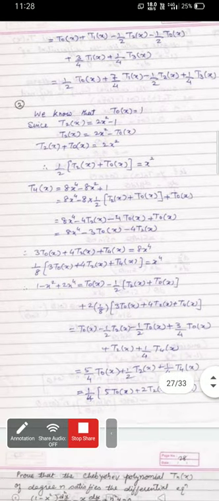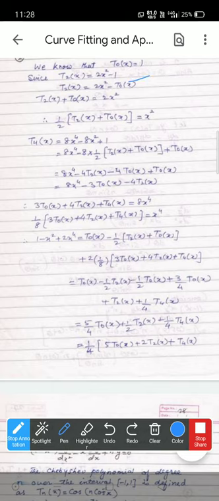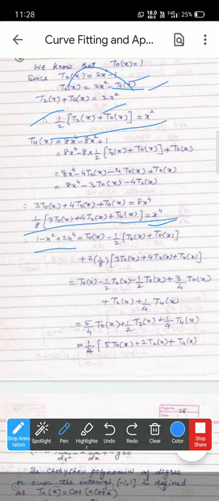Next, second example, we first write T2(x). So T2(x) = 2x² - 1, but 1 is equal to T0(x). Then we put this. So T2(x) + T0(x) = 2x². So x² is equal to this. Similarly, this x⁴ is equal to this. And we have given this polynomial, we have to find the value of this polynomial.